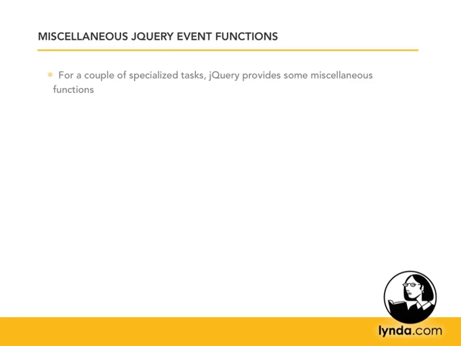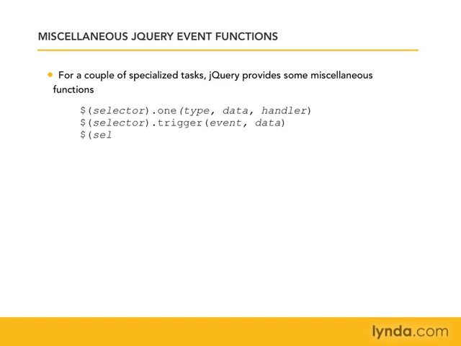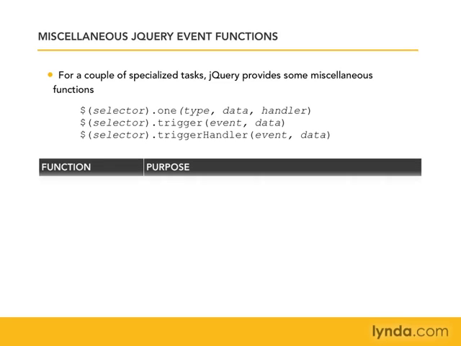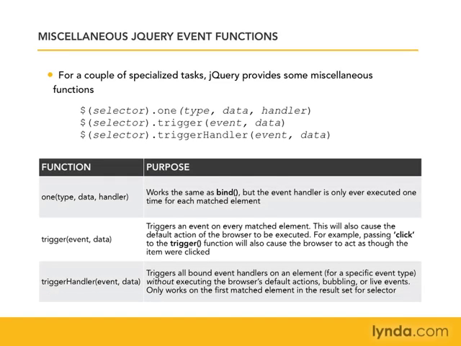The last series of event functions we're going to cover for jQuery are some miscellaneous event functions, and these are basically provided by jQuery to handle a couple of specialized tasks. Those functions are the one function and trigger handler. The one function pretty much works the same as bind. However, the event handler is only ever going to be executed once for each one of the matched elements that the event is bound to. And you call this function when you only want an event handler to happen once.